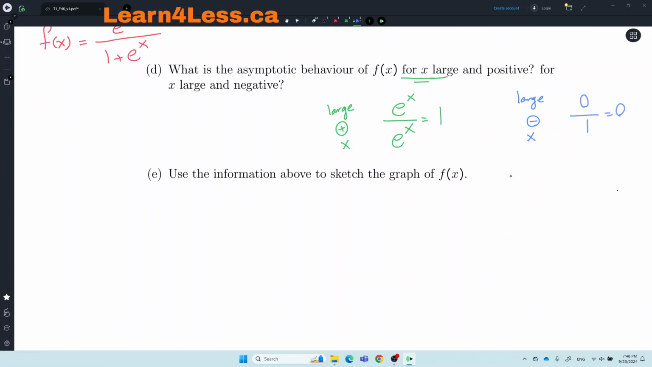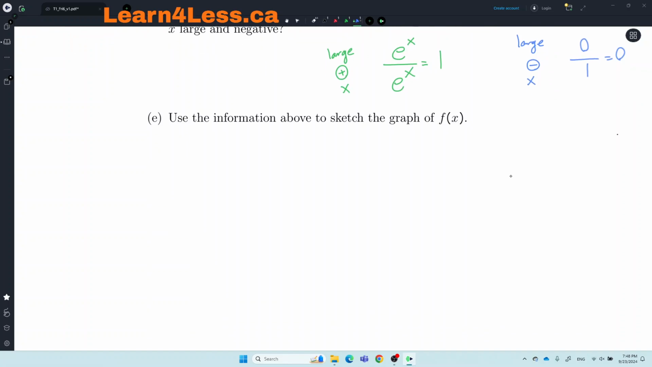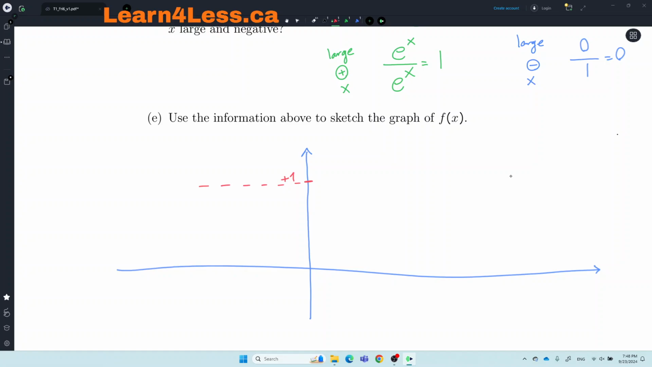Now they are saying to use this information that we found so far to sketch the graph. What we know is that we are dealing with a function that for large positive x's is just 1. It's a horizontal asymptote at positive infinity. Let's just have it here, at 1. And when x is very, very huge and positive, the function should get closer and closer to this value. And when x is very, very negative, it should be closer and closer to 0.